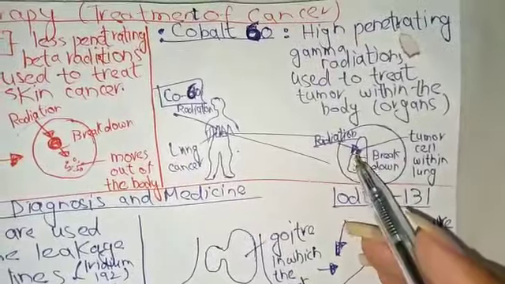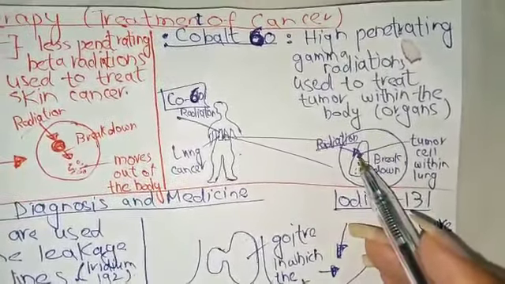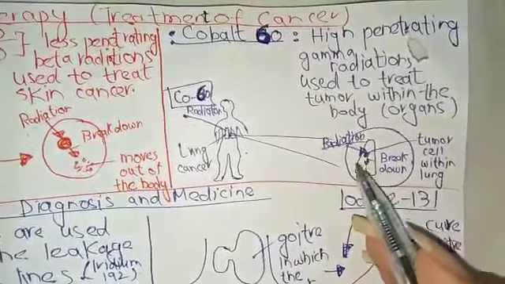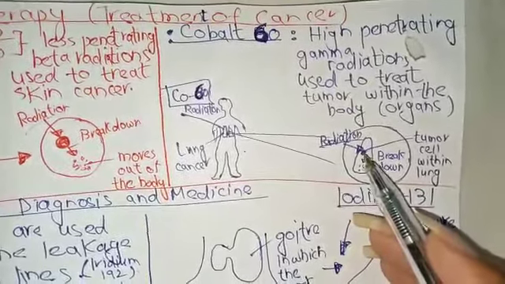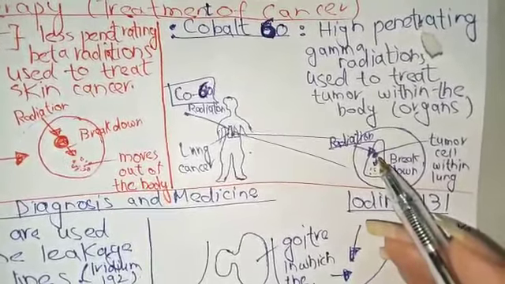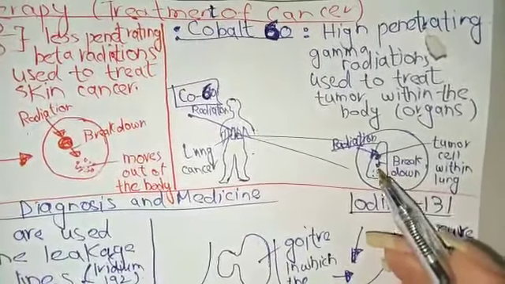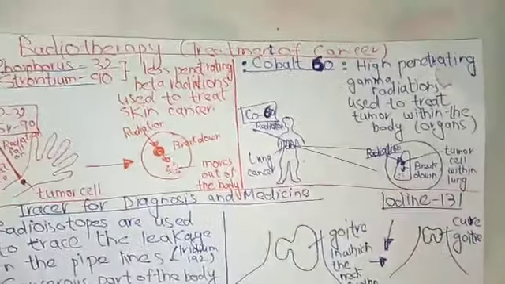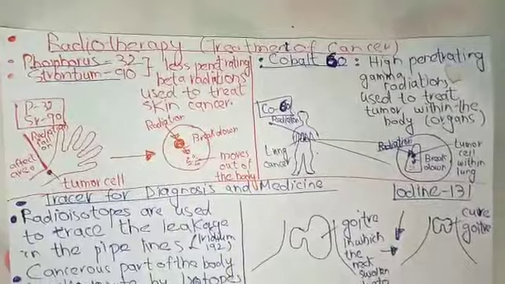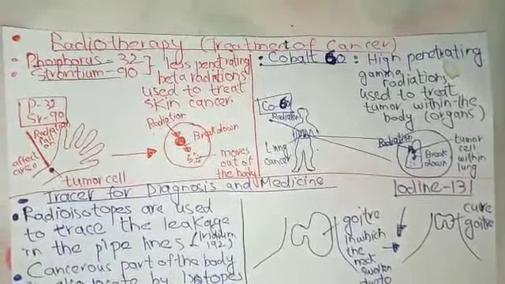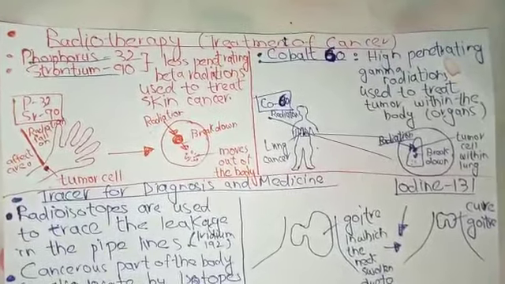As soon as these highly penetrating gamma radiations easily penetrate the skin and reach the lung, and strike the tumor cell within the lungs, they break down the tumor cell present within the lungs. Now class, this is the whole mechanism of the radioactive isotopes to treat skin cancer as well as the tumor cell present within the organ.